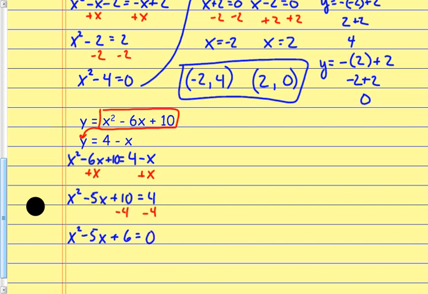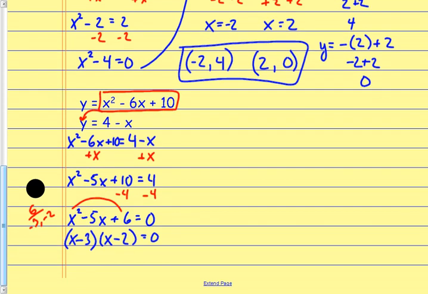And then from here, I can solve either by factoring, completing the square, or the quadratic formula. Always check factoring first. Two numbers that multiply to give me a positive 6 but add to a negative 5 are going to be negative 3 and negative 2. So now this is going to factor into x minus 3 and x minus 2. And now I can set each factor equal to 0. So x minus 3 equals 0, x minus 2 equals 0, and I solve each.